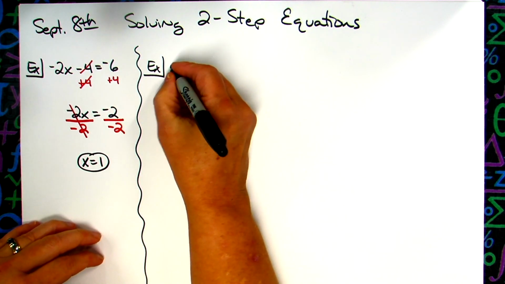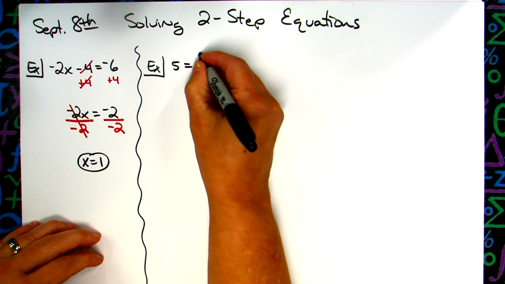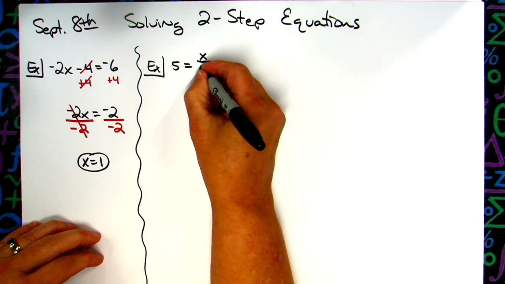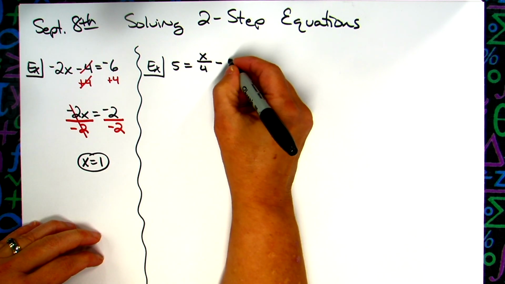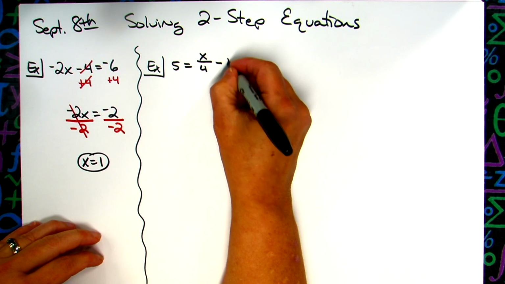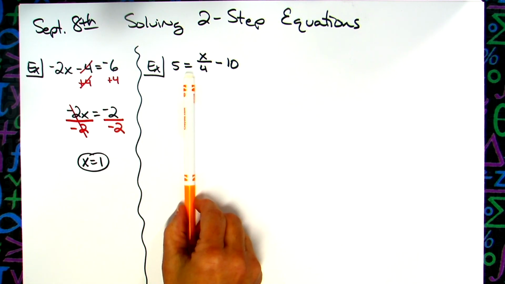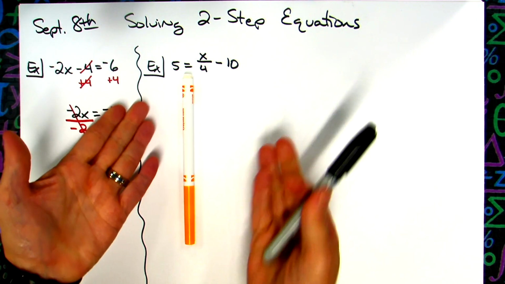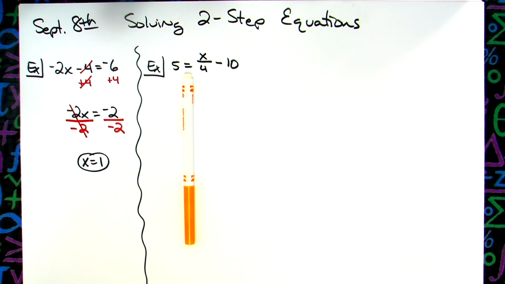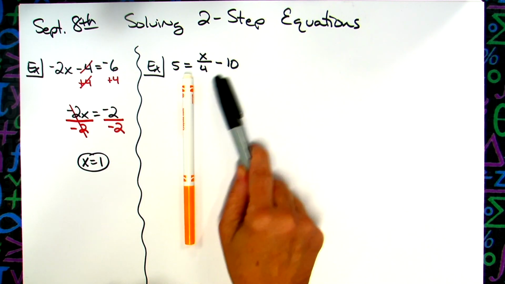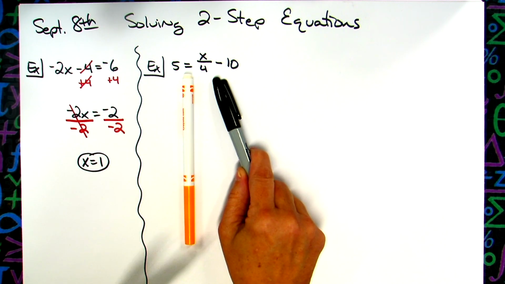All right, so let's do maybe say 5 is equal to x over 4 minus 10. All right, think of that equal sign being the center of the equation. So I have a left side and I got a right side. Which side is the x on? Yep, the right. Okay, so then that means I'm going to work with these numbers over here to get rid of them. All right, I always do add or subtract first, then I do my multiply or divide.